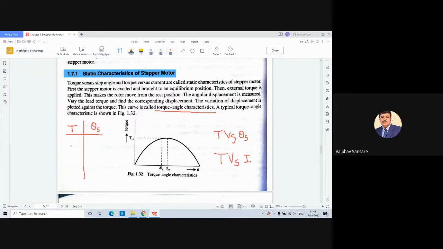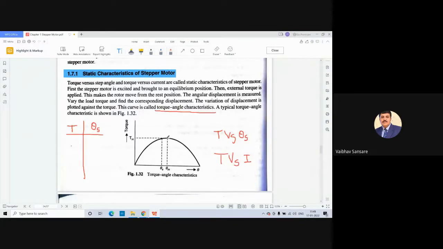So where theta s is what? It is the step angle. That is nothing but the angular displacement of a rotor corresponding to every load torque variation. Theta m is the maximum step angle. So as we vary torque, then for the initial condition, the value of theta, that is the step angle, varies.